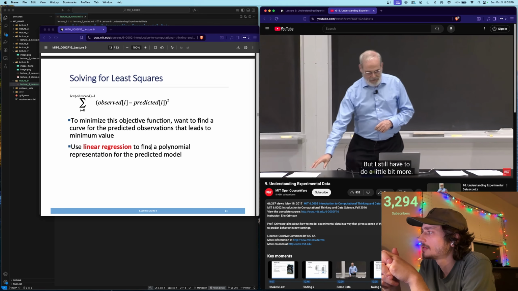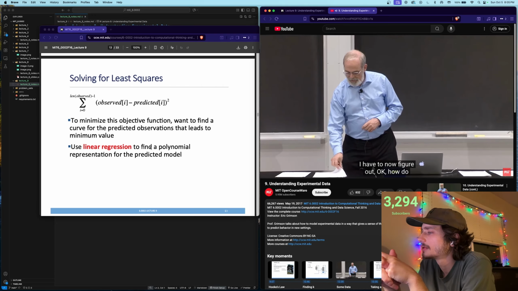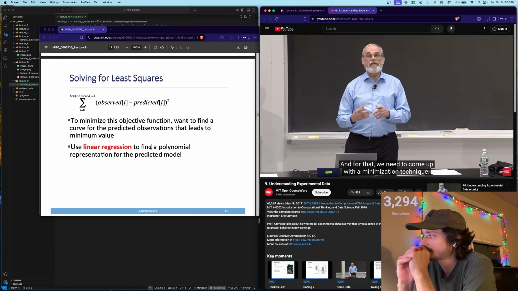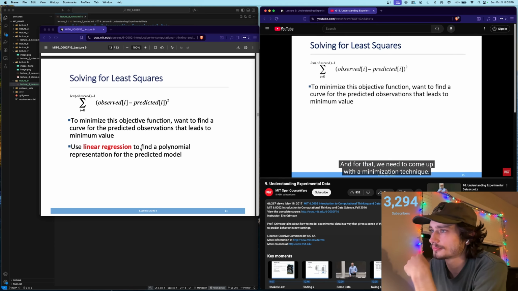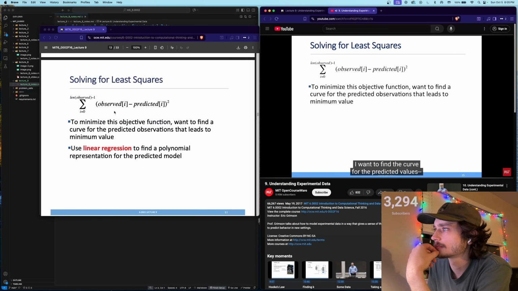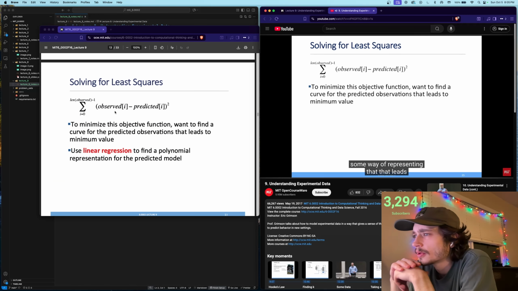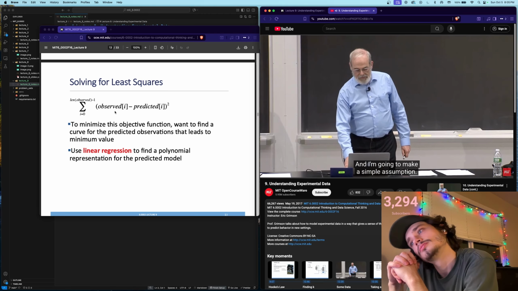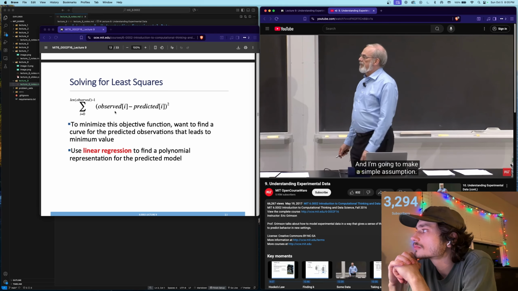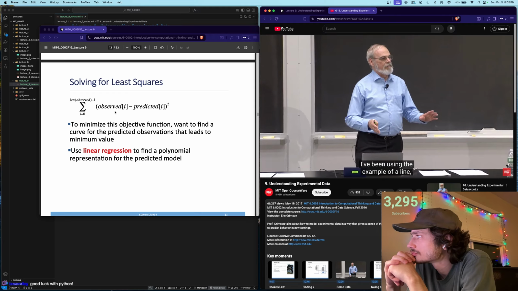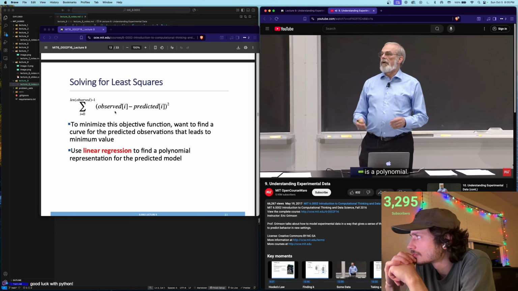But I still have to do a little bit more. I have to now figure out how we get the best fitting line. And for that, we need to come up with a minimization technique. So to minimize this objective function, I want to find the curve for the predicted values, some way of representing that leads to the best possible solution. And I'm going to make a simple assumption. I'm going to assume that my model for this predicted curve, I've been using the example of a line, but we're going to say curve, is a polynomial.